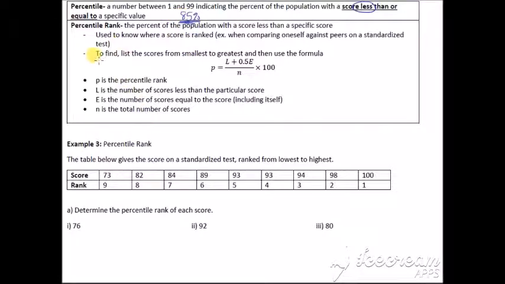That's just an example. And to find this, we list the scores from smallest to largest, and then we use this formula here. Okay, so we have percentile rank equals the number of scores less than that particular score, plus 0.5 times the number of scores equal to the score, and you include itself, and then you multiply by 100, and divide by n. N is the total number of scores. Okay, so let's actually take a look here.